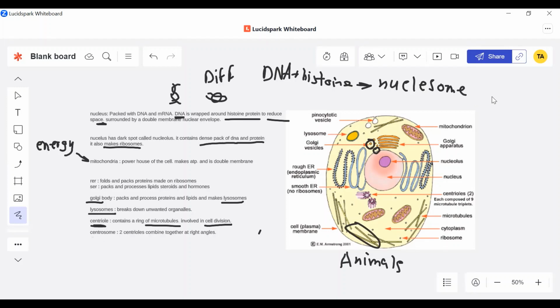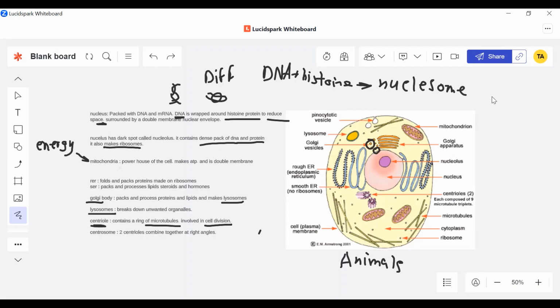Then comes the centrosome. Now, centrosomes are also centrioles, but centrosomes are two of these centrioles combined together at right angles. So when two centrioles come together at right angles, they make a centrosome. And that were all the organelles that you need to know for AS biology.